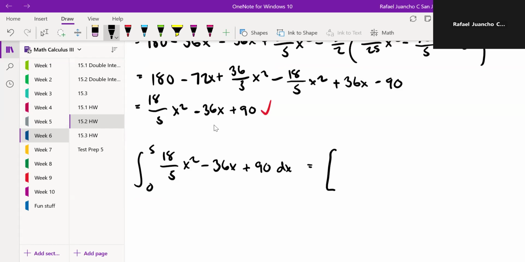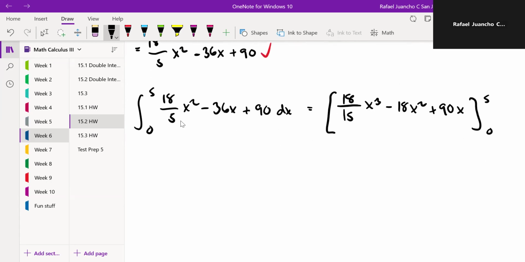That's embarrassing. Okay, this is 18 over 15. Then this is x cubed. This is, I think, 18 again. X squared. And this one is 90x from 0 to 5. Then I just multiply everything by 5. So here again, I get 5 cubed. That's 125.